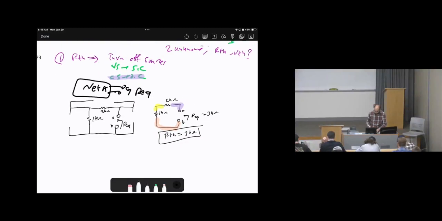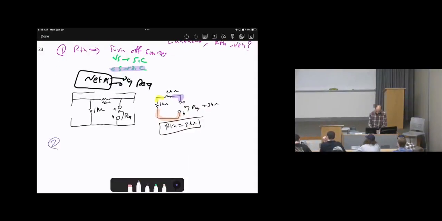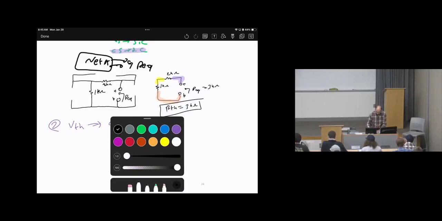Now I'm done with the first unknown. Second unknown, V Thevenin's, we will do it through the open circuit tests. So basically, I'm going to draw network A again, and also I'm going to make the terminals of network A open circuits, then we can calculate the voltage. So let me draw it again.